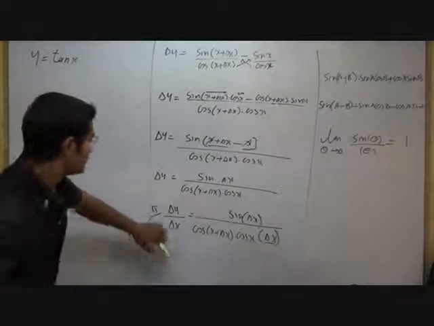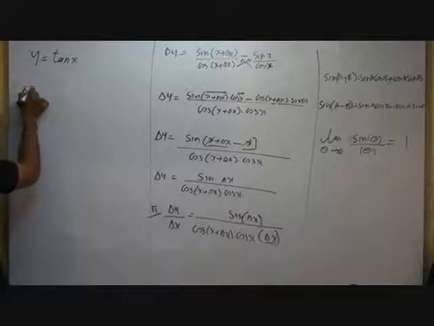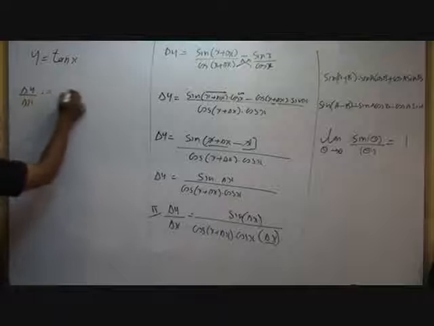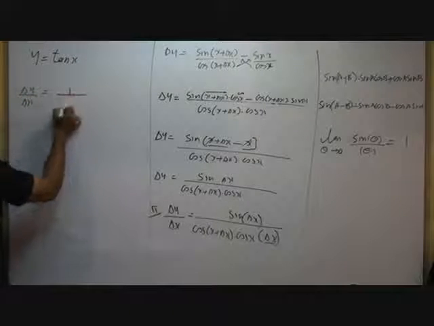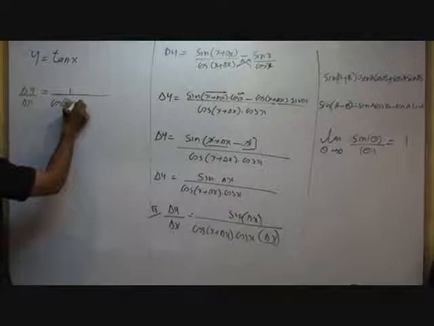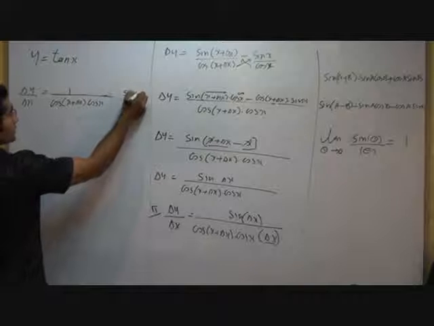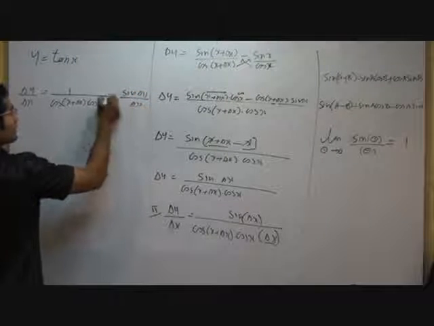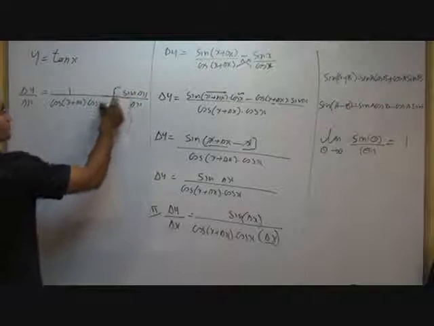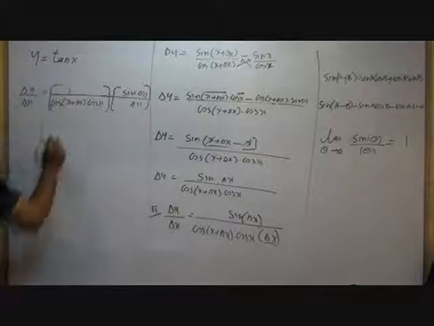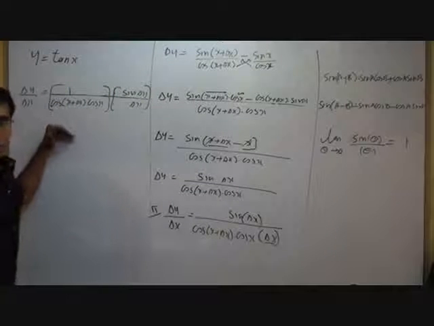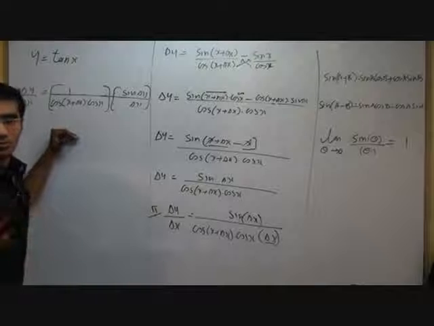Now, look at this. Let me write delta y by delta x as cos of x plus delta x into cos x, and sine delta x by delta x. They are multiplied, so I can just write them separately, no issues. Now, the third stage comes. What is the third stage? It says to apply limits on both sides.